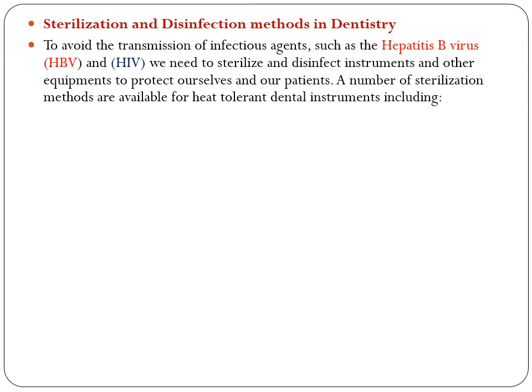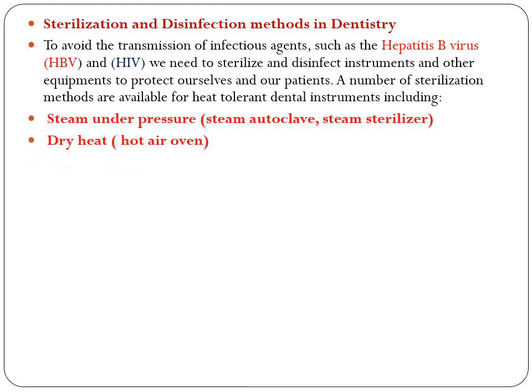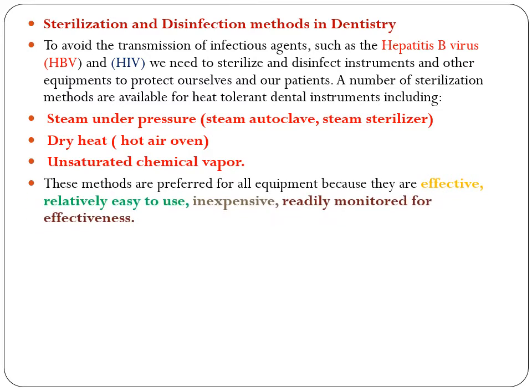Sterilization and disinfection methods are used in dentistry in order to avoid the transmission of infectious agents such as hepatitis B virus and HIV, and we need to sterilize and disinfect instruments and other equipment in order to protect ourselves and our patients. A number of sterilization methods are available for heat-tolerant dental instruments, which include steam under pressure, the autoclave, dry heat, the hot air oven, which is widely used in dentistry, and unsaturated chemical vapor.